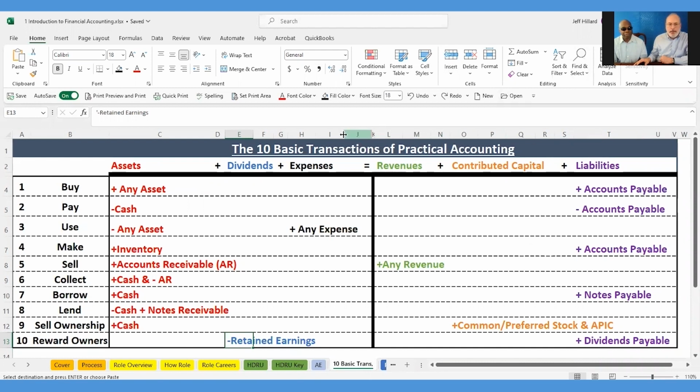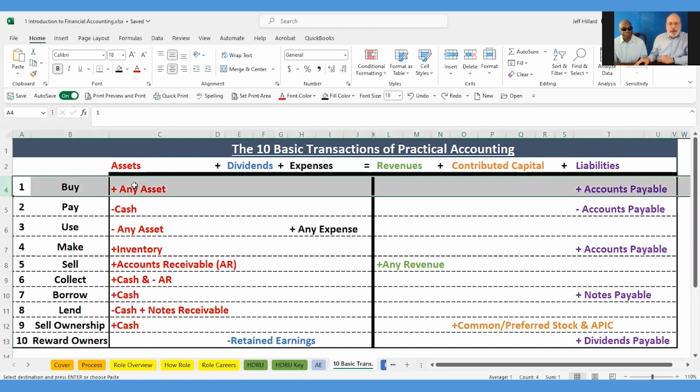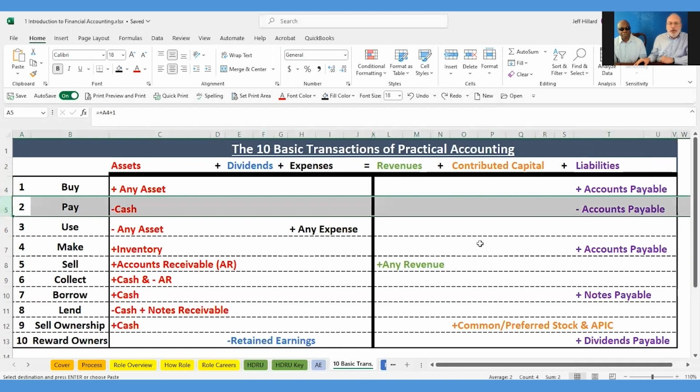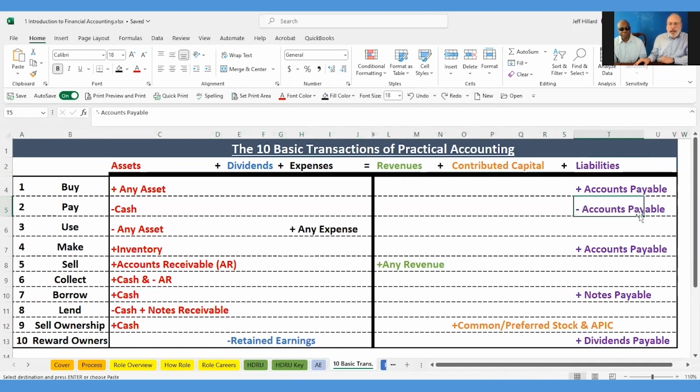They're all lined up. First one is buy. When you buy, you get an asset, and typically in business, you get a bill and you record that as an accounts payable, which is a liability. A liability, remember, is a debt, and we're going to record all of our debts. Then later on, you pay. When you pay, your accounts payable goes away, and it's minus, and your cash goes down.